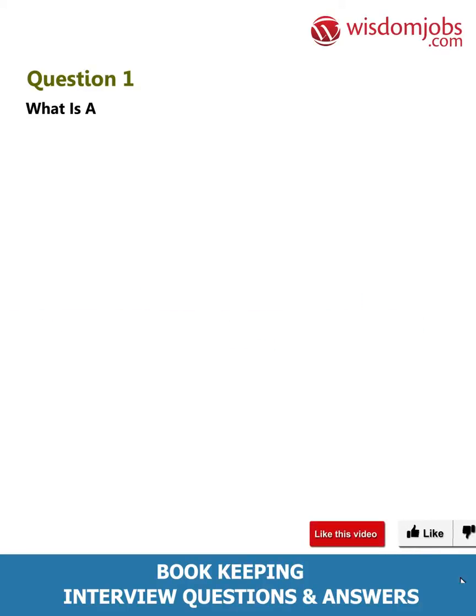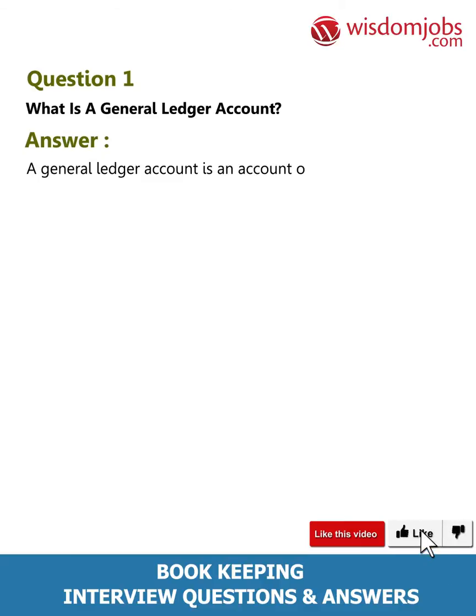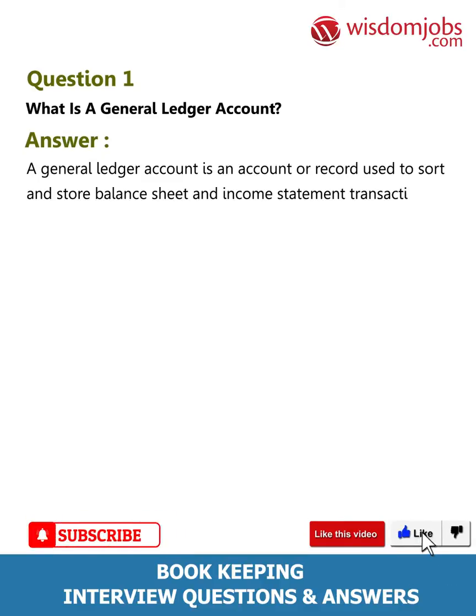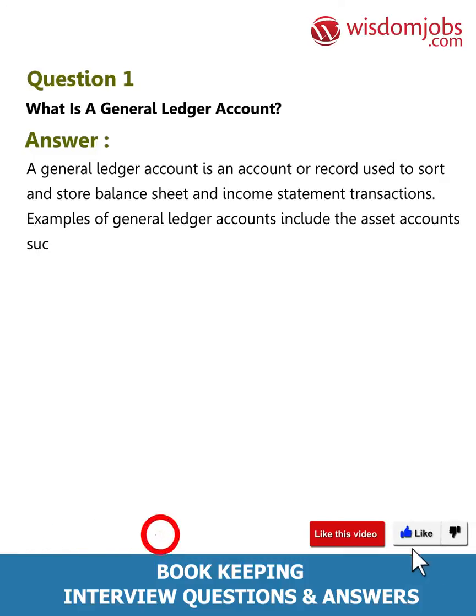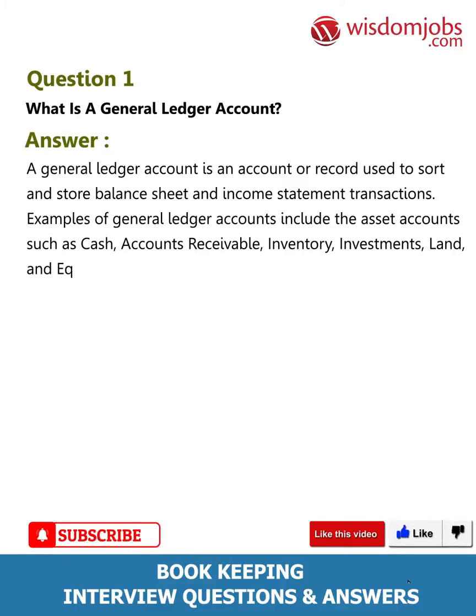Question 1. What is a general ledger account? Answer. A general ledger account is an account or record used to sort and store balance sheet and income statement transactions. Examples of general ledger accounts include the asset accounts such as cash, accounts receivable, inventory, investments, land, and equipment.